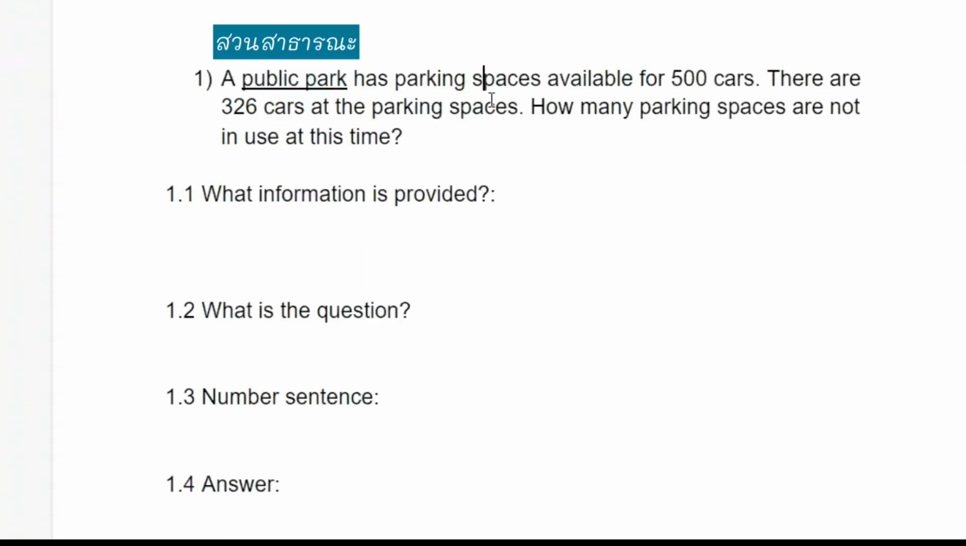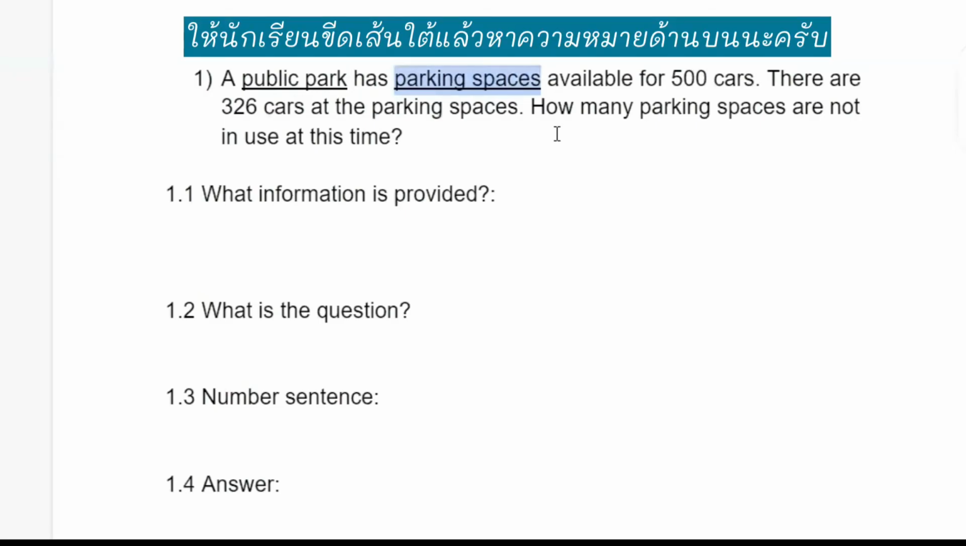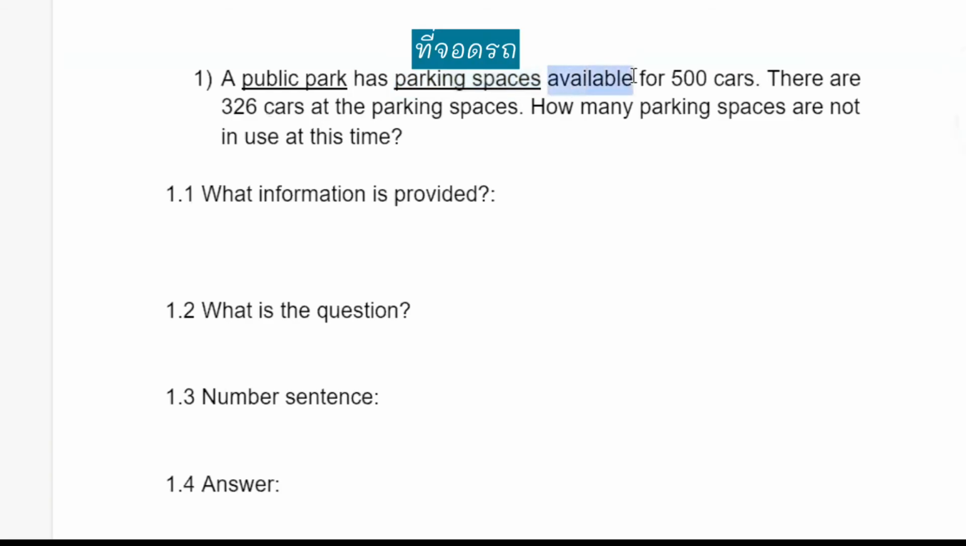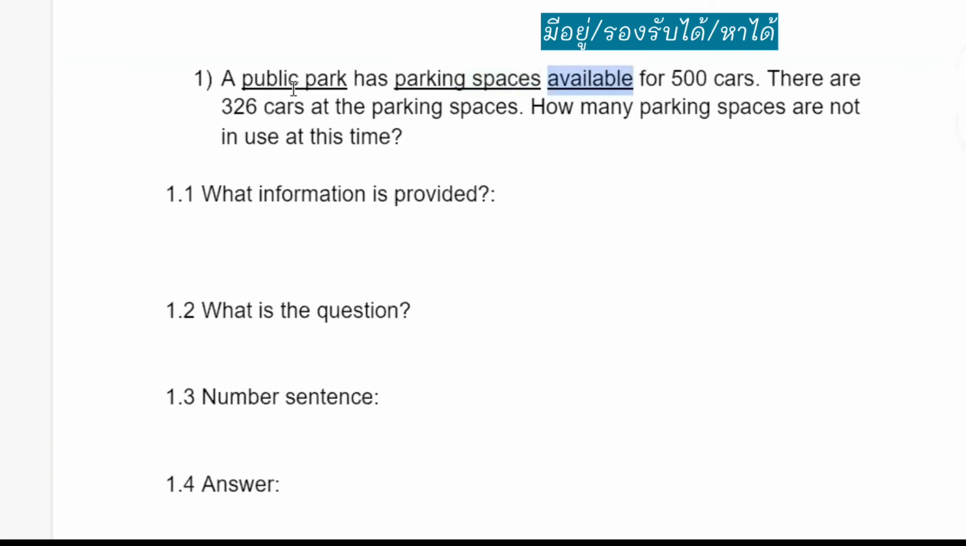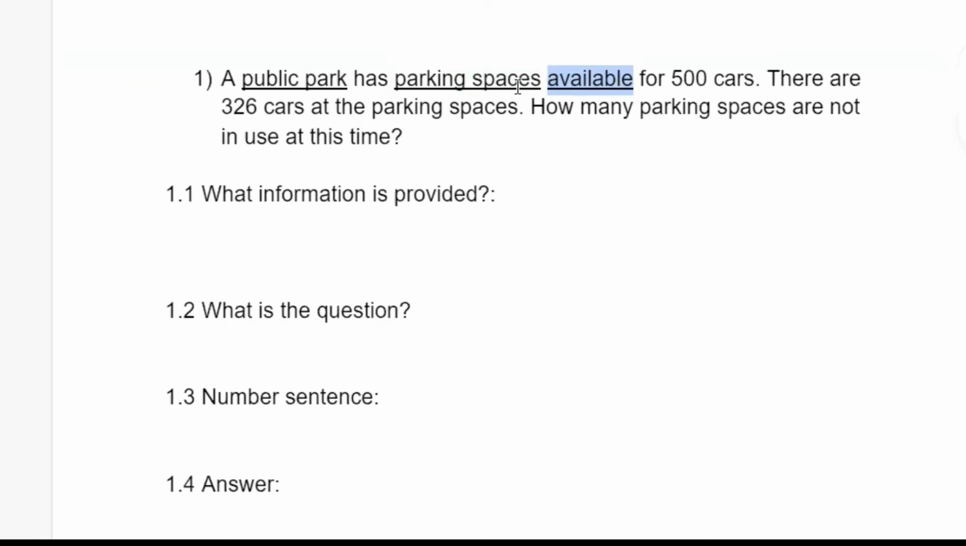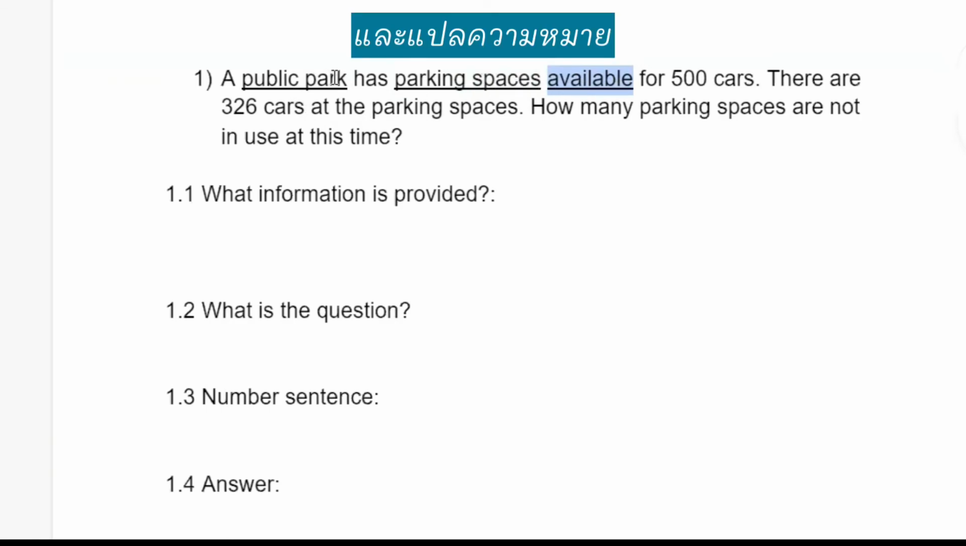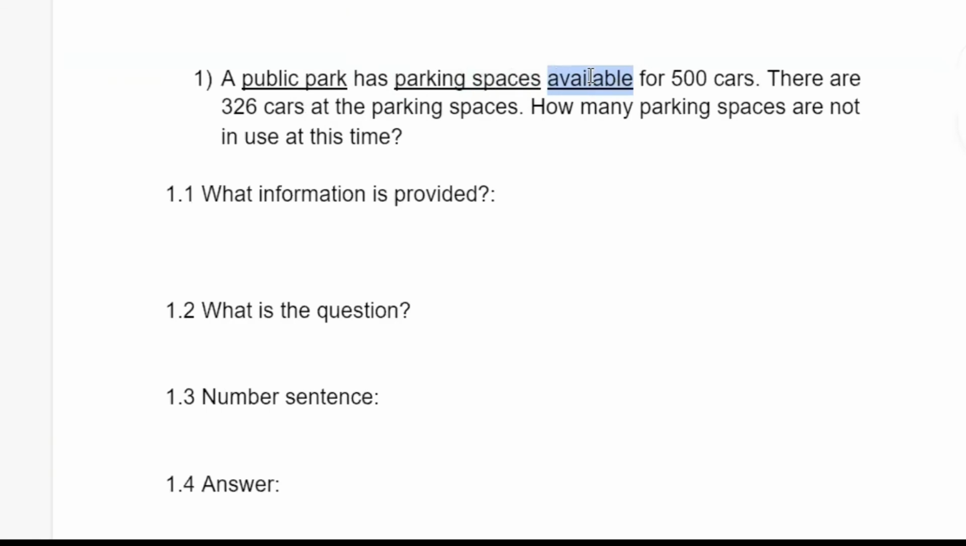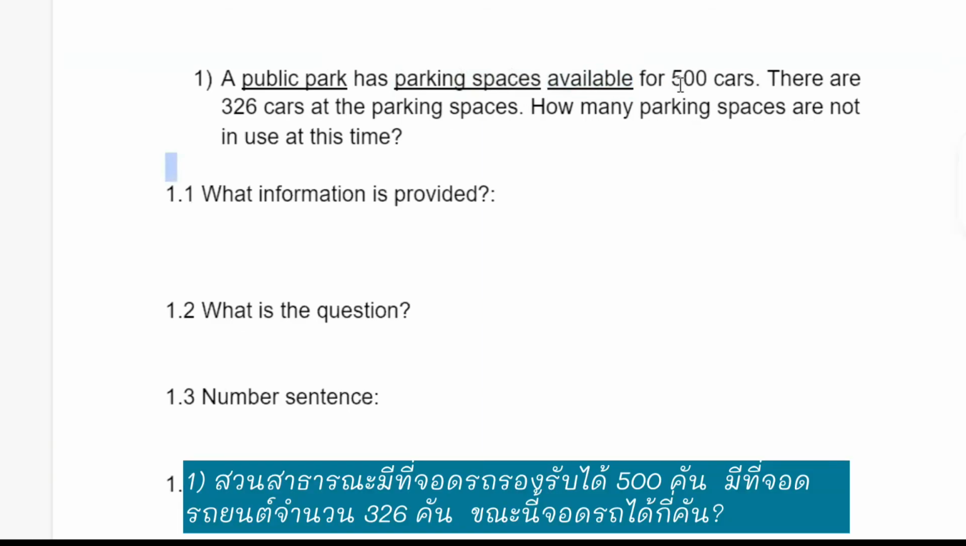Okay, and then a public park has parking spaces. What is a parking space? Parking space, this is another expression I want you to underline and look for the meaning. And finally, this word also, available. In this word problem, I want you to underline 3 expressions and words and translate: 1, public park, 2, parking space, and 3, available. There are parking spaces available for 500 cars.